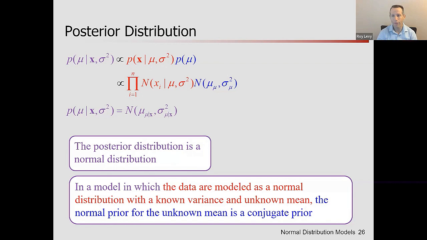We can do the math in this case and know the answer exactly as a normal distribution, because in a model where the data are normal with an unknown mean but known variance, and we use a normal prior distribution, the math works out to be a normal posterior, meaning that the normal prior is a conjugate prior. In this context, conjugate means we used a normal prior and we wound up with the same family, a normal distribution.